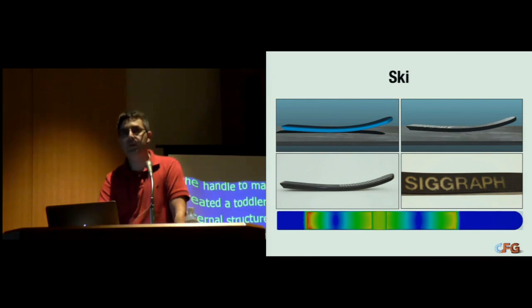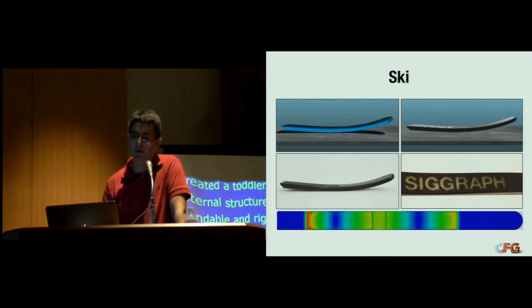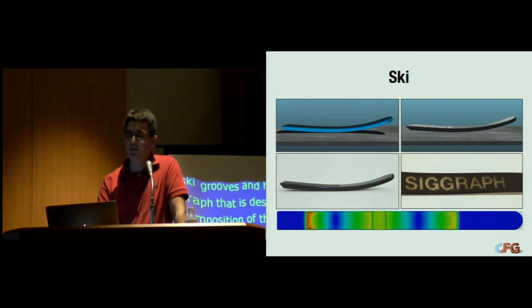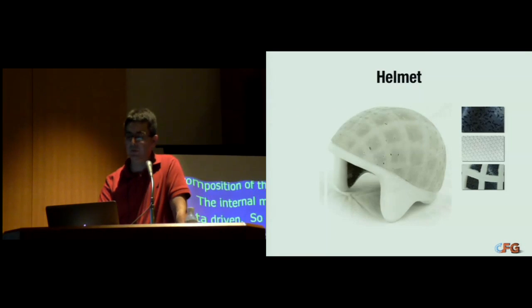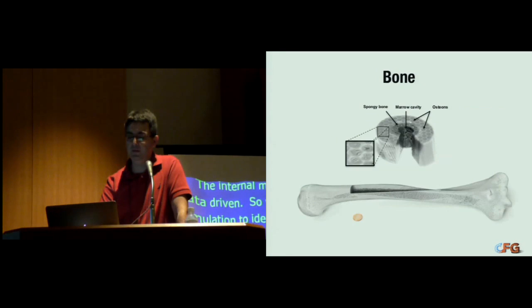The internal material composition actually was data-driven. So we ran a stress-strain simulation to identify maximum stress points when bearing weight from a simulated toddler. So we wrote a custom operator that loads this data and dynamically distributes the different materials to achieve both flexibility and desired strength. We designed a helmet with complex decorative and safety features.